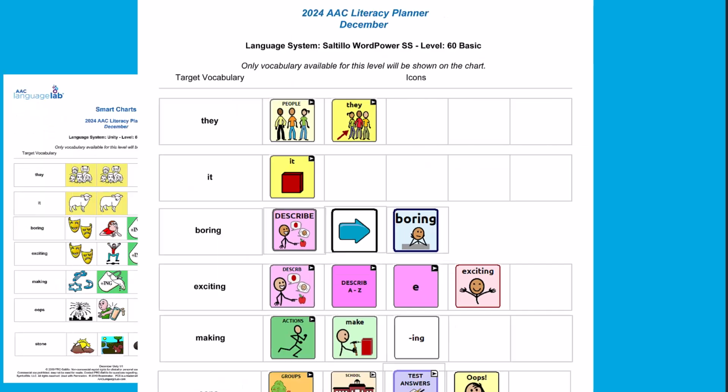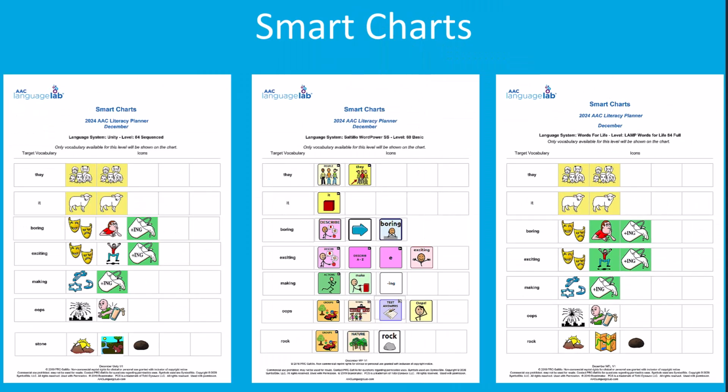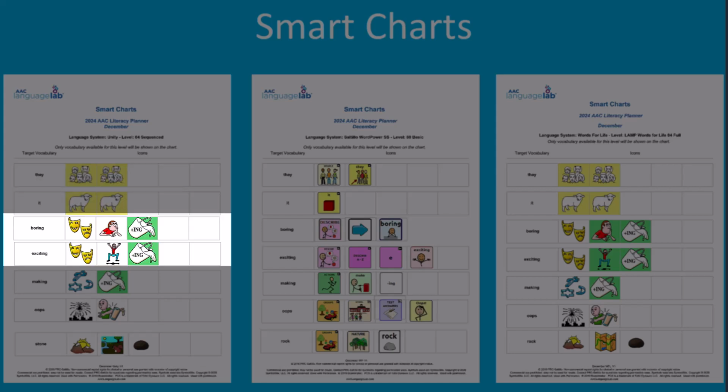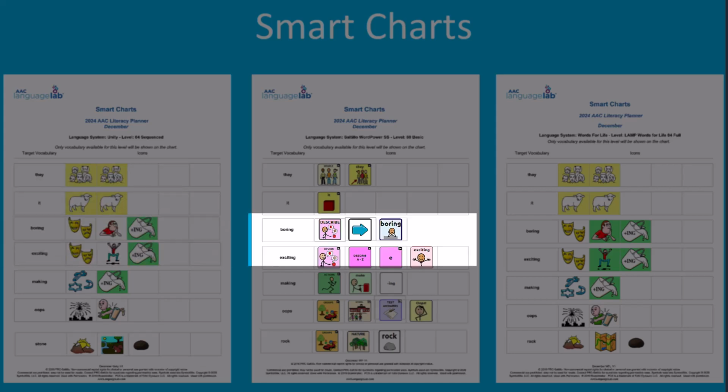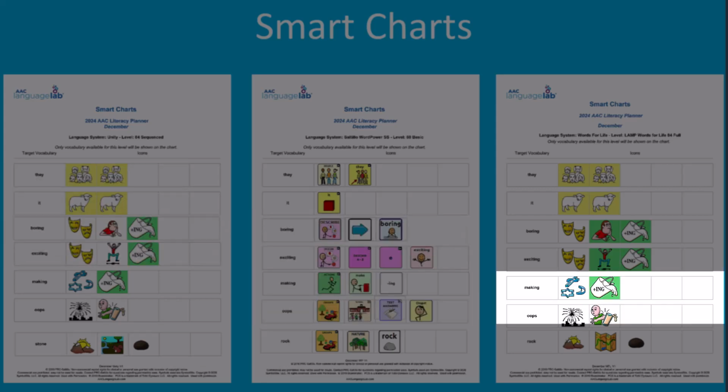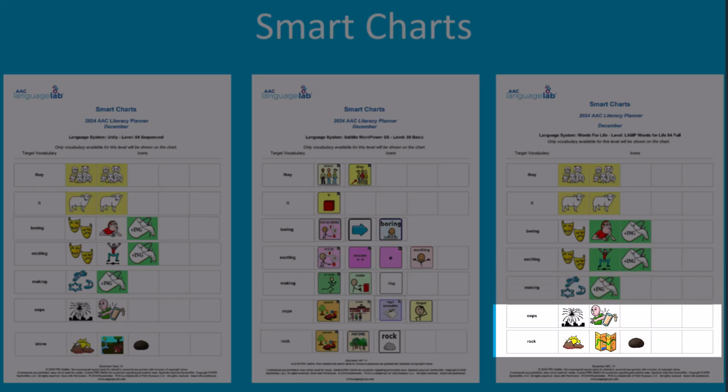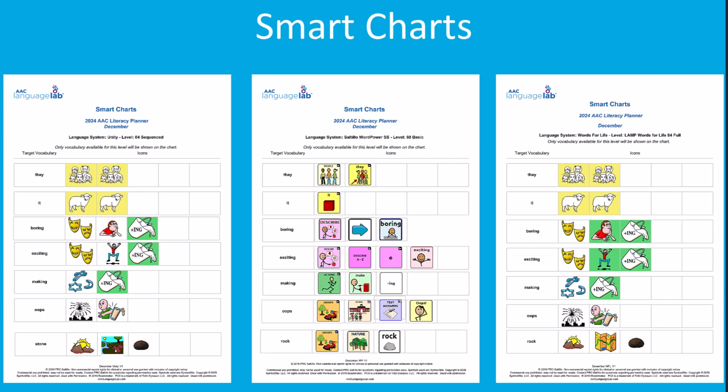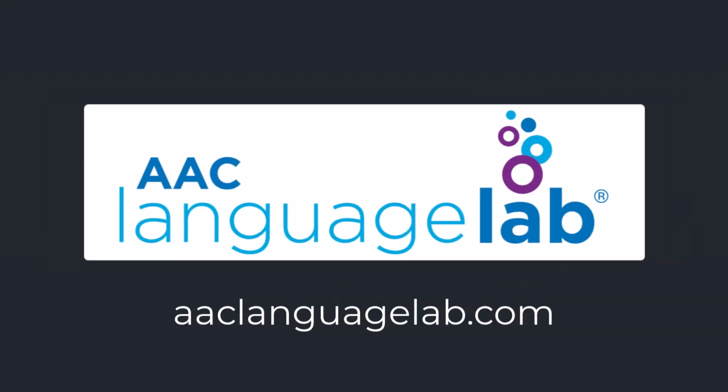Download a smart chart that supports your vocabulary. A smart chart shows the symbol sequence for the target words in the vocabularies. Use it as a tool to help communication partners know where to find words in the vocabulary. You can download a pre-made smart chart for Unity, Lamp Words for Life, and Word Power for each monthly set of target words. These smart charts were made using the Smart Chart Generator on the AAC Language Lab.